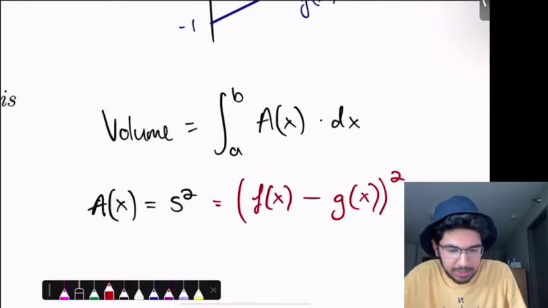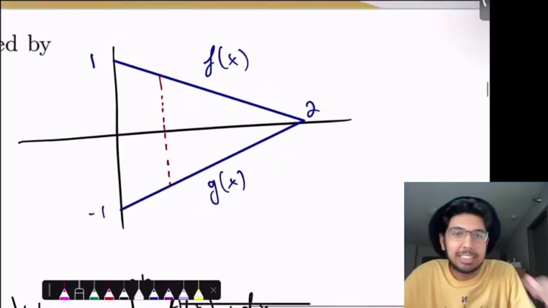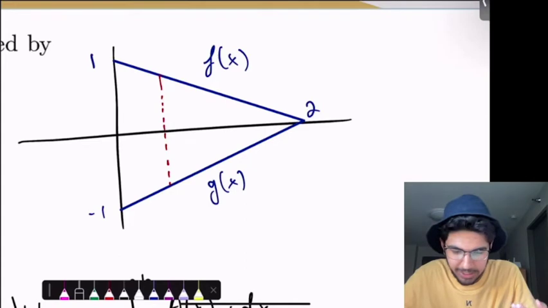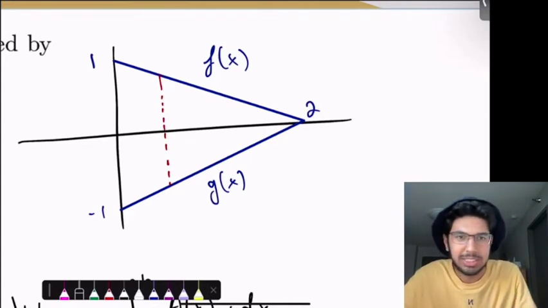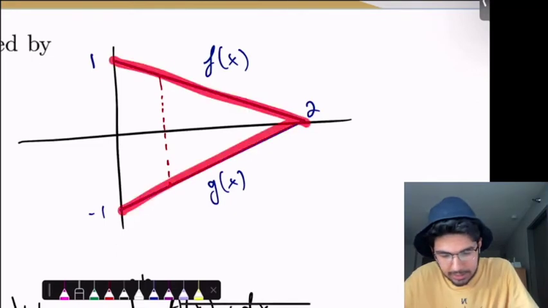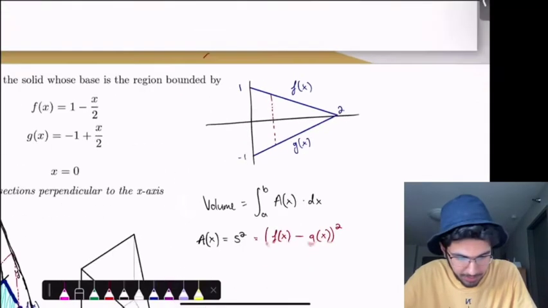And we'll square that, right? This is the distance between 2 curves. I think in the previous video about area between 2 curves, we discussed this a little bit. But we're taking this minus this. That'll give us the distance between them.